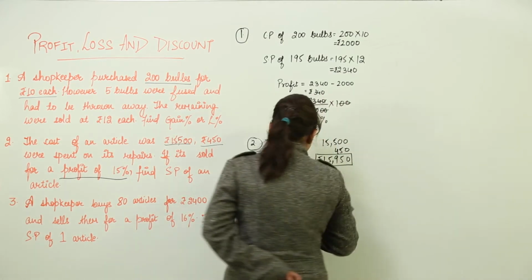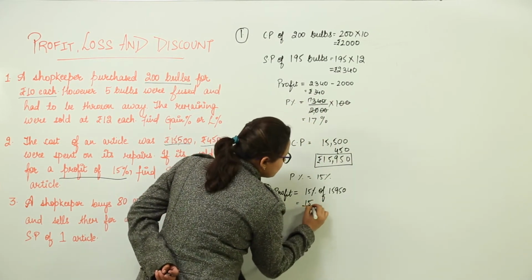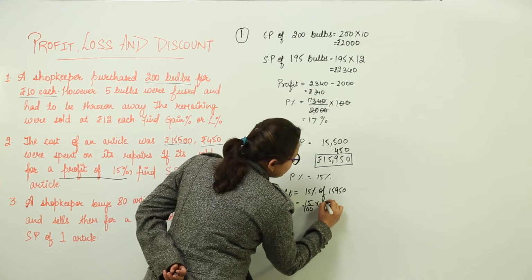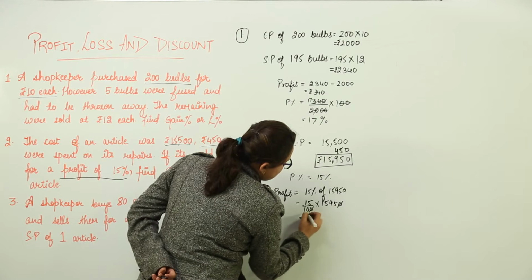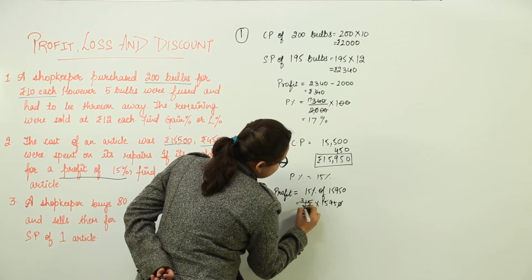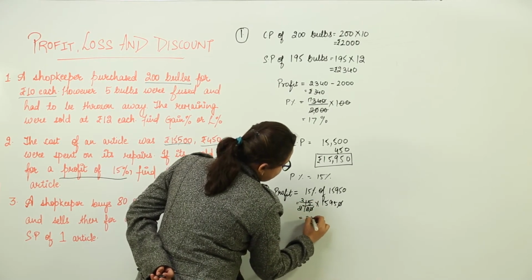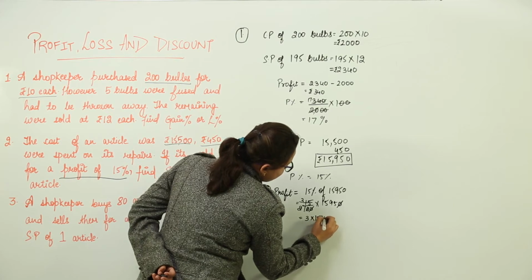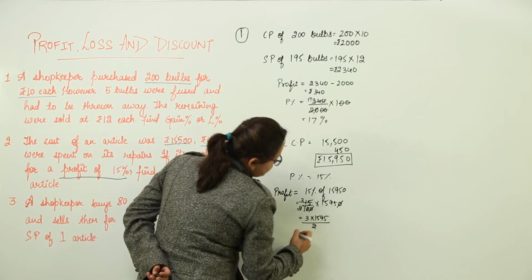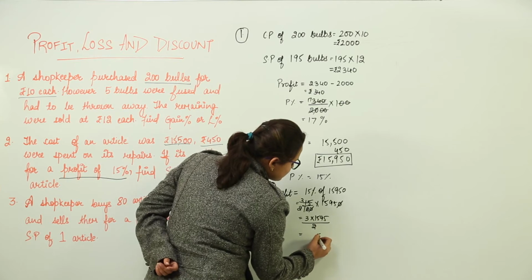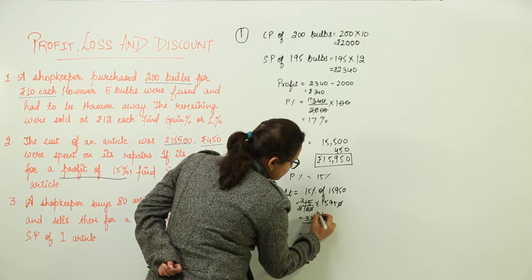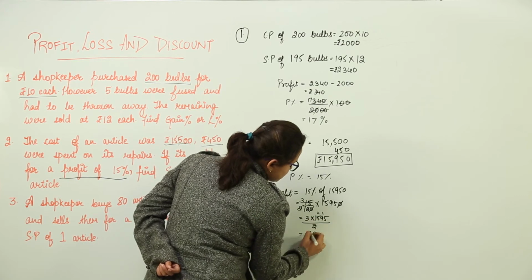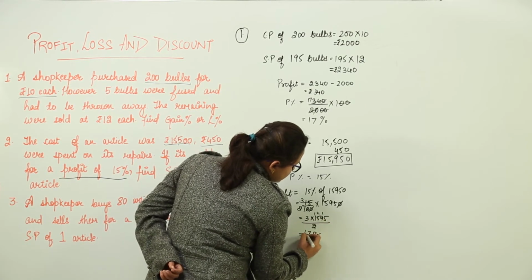Now on solving this, we get 15 over 100 multiplied with 15950. This will cancel, and here we get 5 3s is 15, 5 2s is 10, 3 into 1595 over 2. Solving, 3 5s is 15, 3 9s is 27, 28, 2 carry, 3 5s are 15, 16, 17, and 3 1s are 3 and 4.